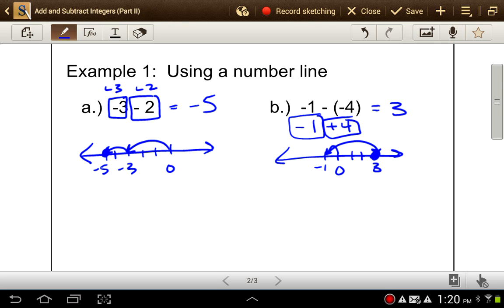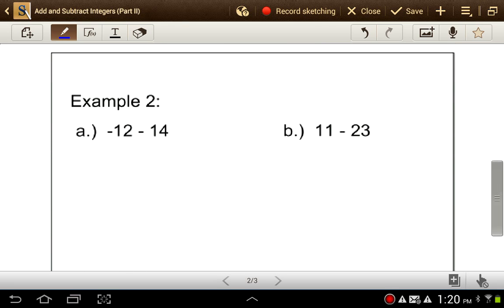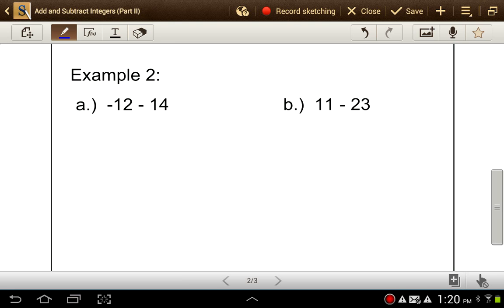Okay, let's go down to example 2. Alright, in example 2, what do we have here? I got a negative 12, and I got a negative 14. Yes, it's read negative 12 minus 14. That is how you read it. But what do I have here? I have a negative 12, and notice that this minus goes with the 14, because I'm taking 14 away. So that minus goes with the 14. So what do I really have? I have a negative 12 and a negative 14. That's a negative and a negative. That means they're both the same sign, so I add them together. 12 plus 14 is 26, and since they're both negative, my answer is negative 26 here.